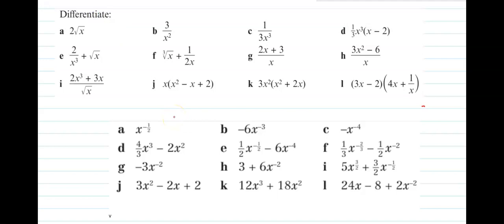So I'm going to pick some questions and explain them in case you have a problem. I'm starting with L. So it is (3x minus 2)(4x plus 1 over x). I'm going to solve this and then we can check answers. So let's solve this question first.